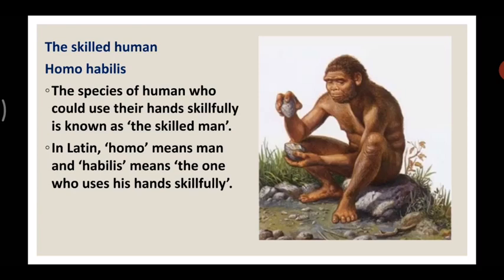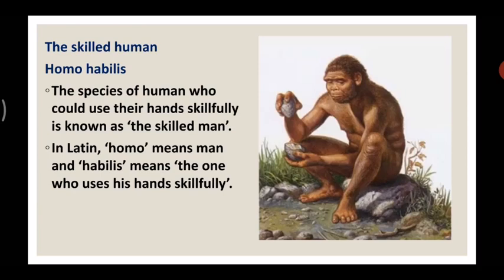The skilled human or Homo habilis, the species of humans who could use their hands skillfully, is known as the skilled man. Skilled means what? Skilled means the ability to do something very well or having great expertise or experience. For example, if you can draw or paint very nicely, then you are a skilled artist.